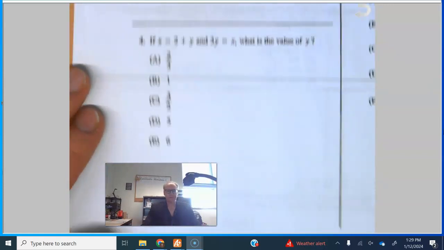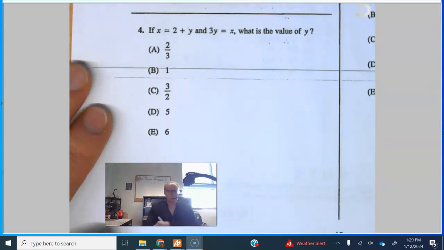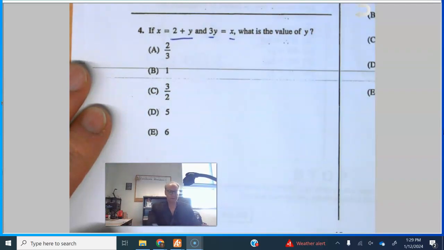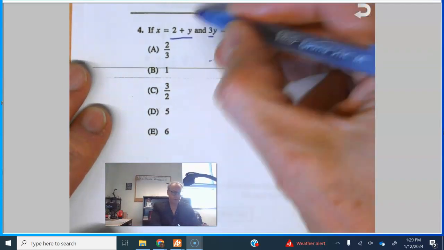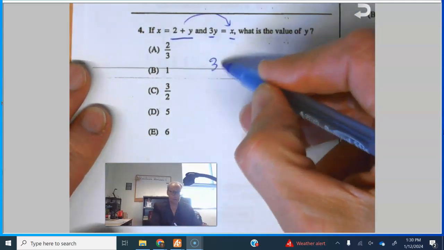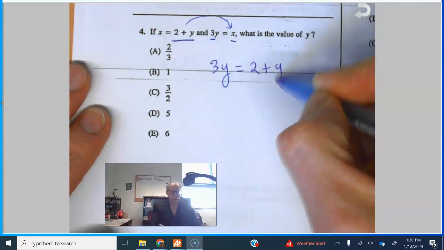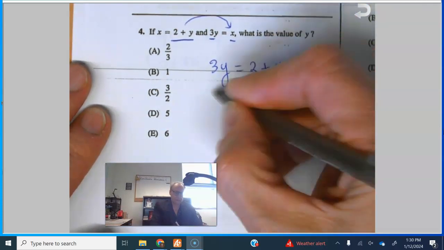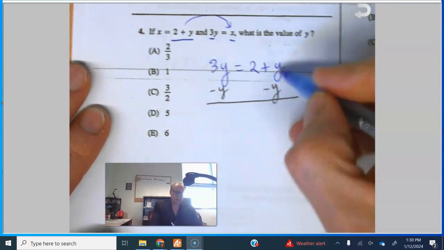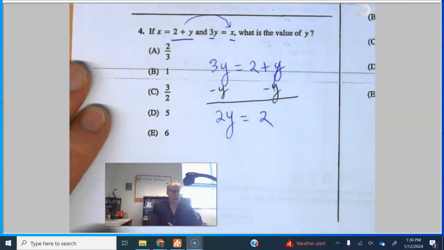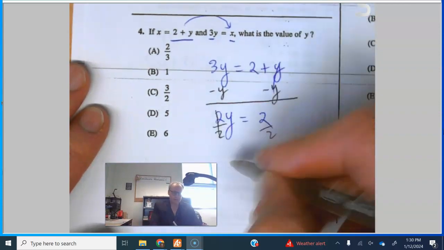Number 4 is a nice, easy problem. It says that x is 2 plus y, and x is also equal to 3y. Well, they're equal to each other, so of course, you can think of it as substitution, or you can think of it as that they're both equal to x, so they must be equal to each other. And I am going to solve this by subtracting y from both sides. I'm actually showing the work. I know this takes longer this way, but I think it's important that you understand exactly what I'm doing. I'm going to divide by 2, of course, and y is equal to 1.